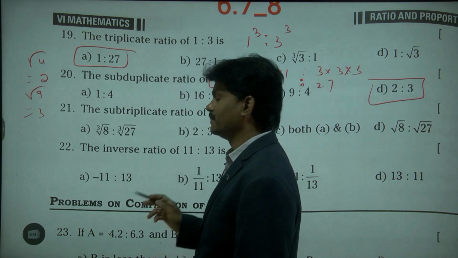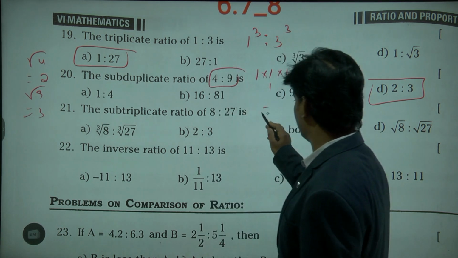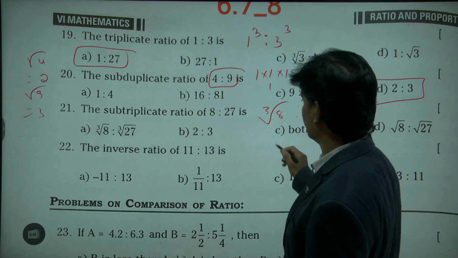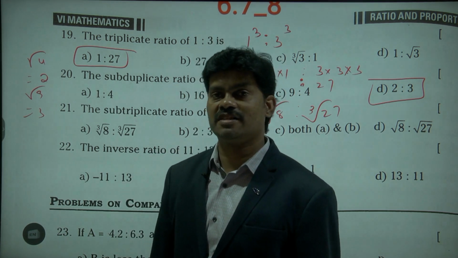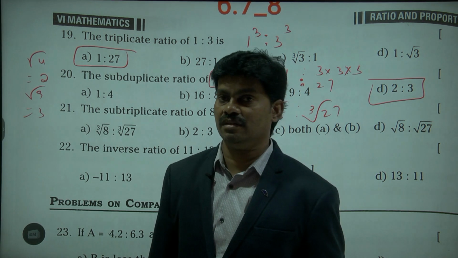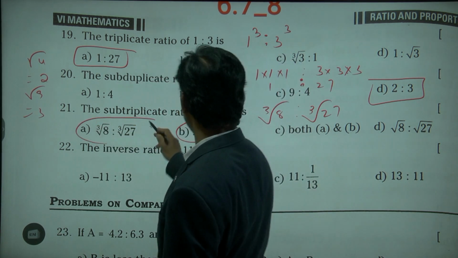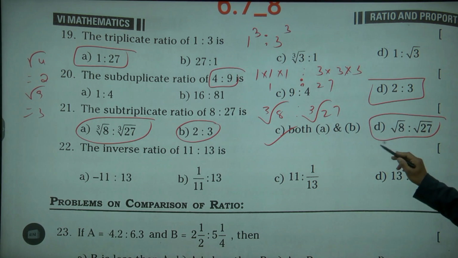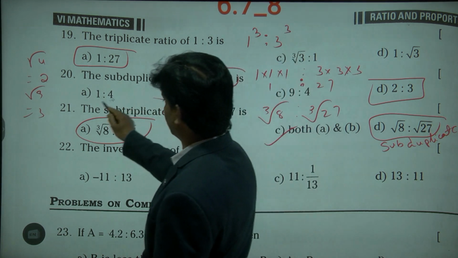Okay. Subtriplicate. Cube root a, cube root b. So we'll take cube root 8 is to cube root 27. That means cube root 8, which number can we express as power 3? 2. Which number can we express as power 3 for 27? 3. So this is the answer and this is also correct. So both A and B are correct. What is this then? This is subduplicate, but what is asked is subtriplicate.